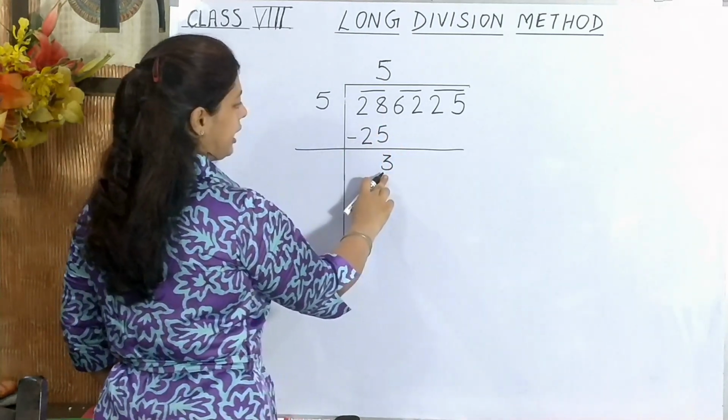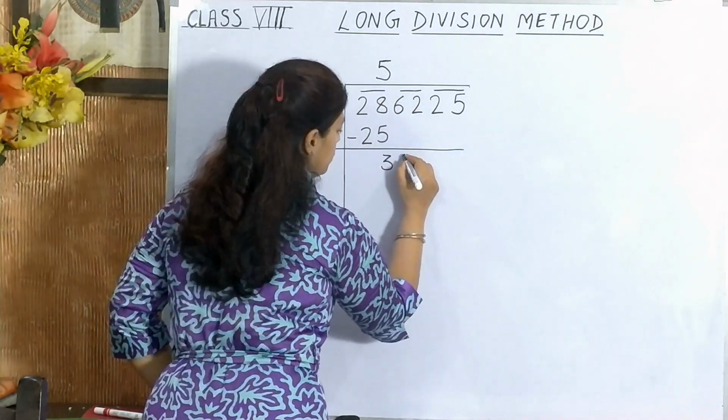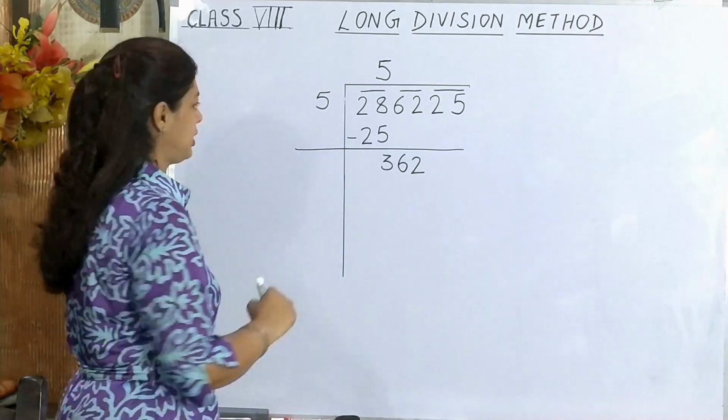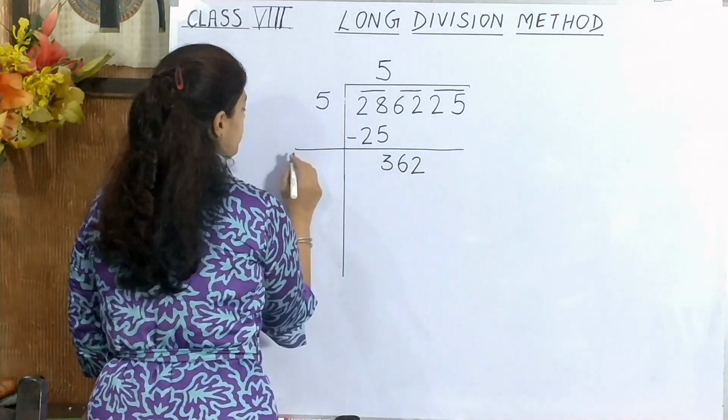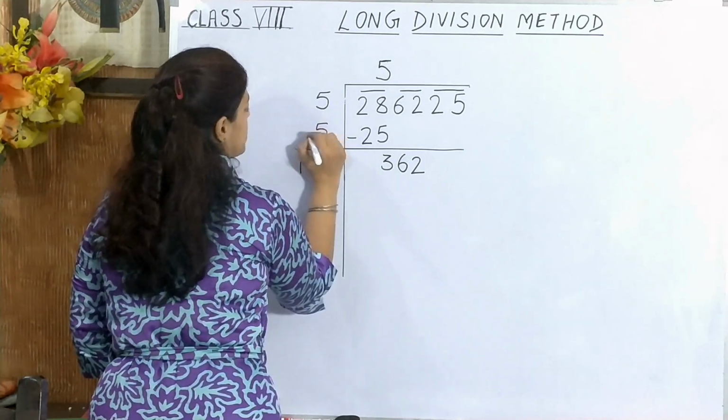So the remainder is 3. Now we bring down the next pair, that is 62. So the new number in focus is 362. Over here we take the double of the quotient, which is 10, that is 5 plus 5.